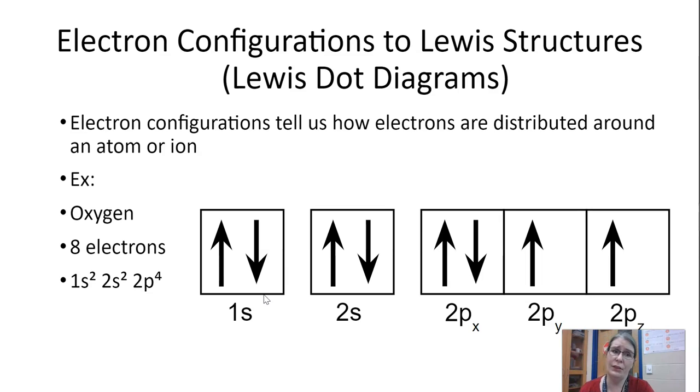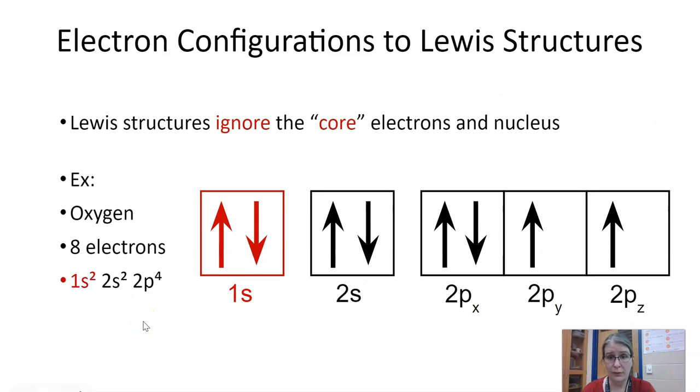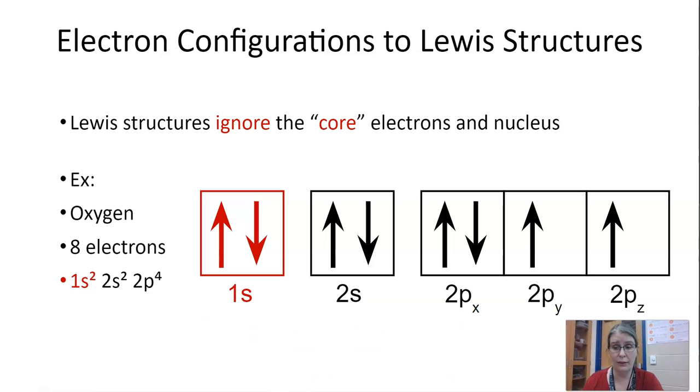But I don't really want to have to do that every single time I make a molecule. That's a lot of boxes and arrows that I would have to draw. So a Lewis structure is going to focus only on the valence electrons. It will ignore the core electrons and the nucleus. So in oxygen's case, the core is this 1s2. It would be the same as our noble gas shortcut. For oxygen, the shortcut is helium, the 1s2. We would ignore the core electrons and nucleus in favor of only looking at the valence electrons.